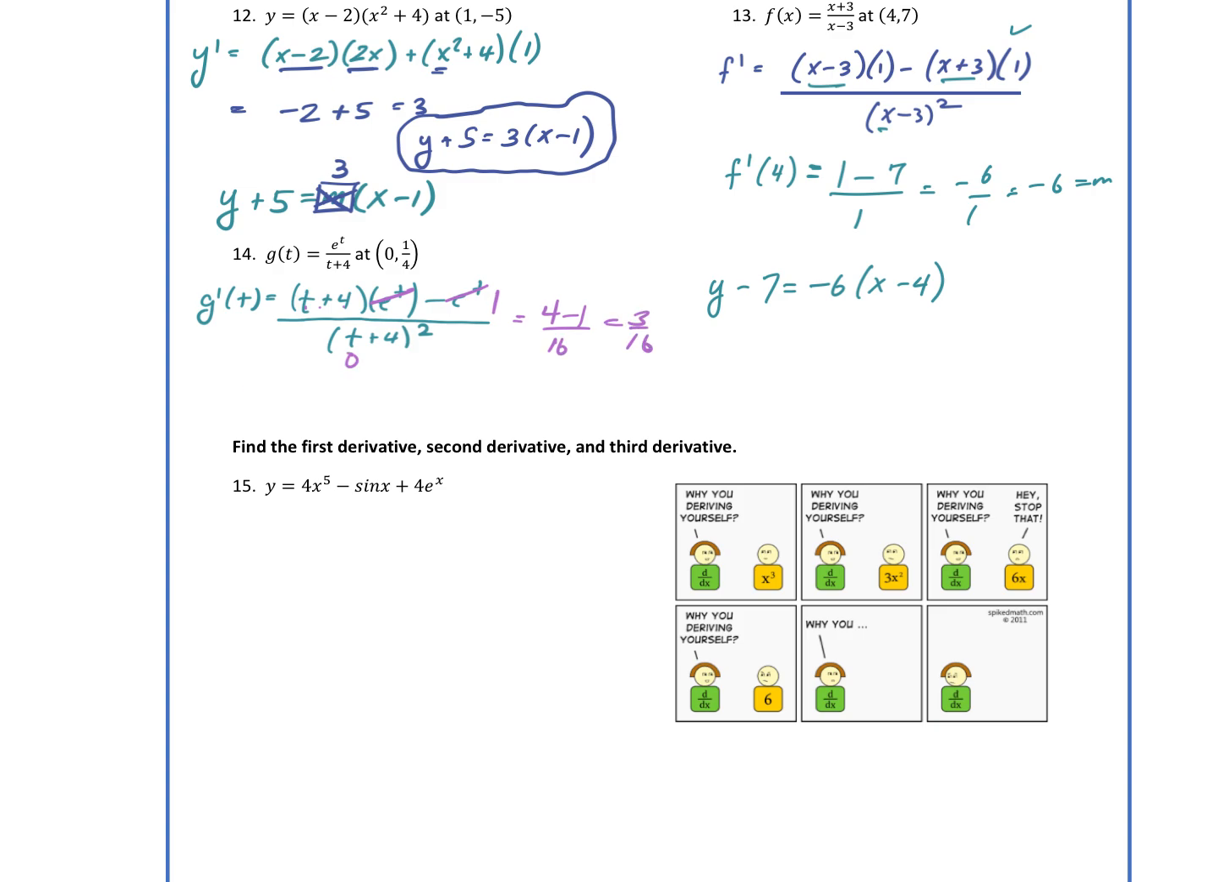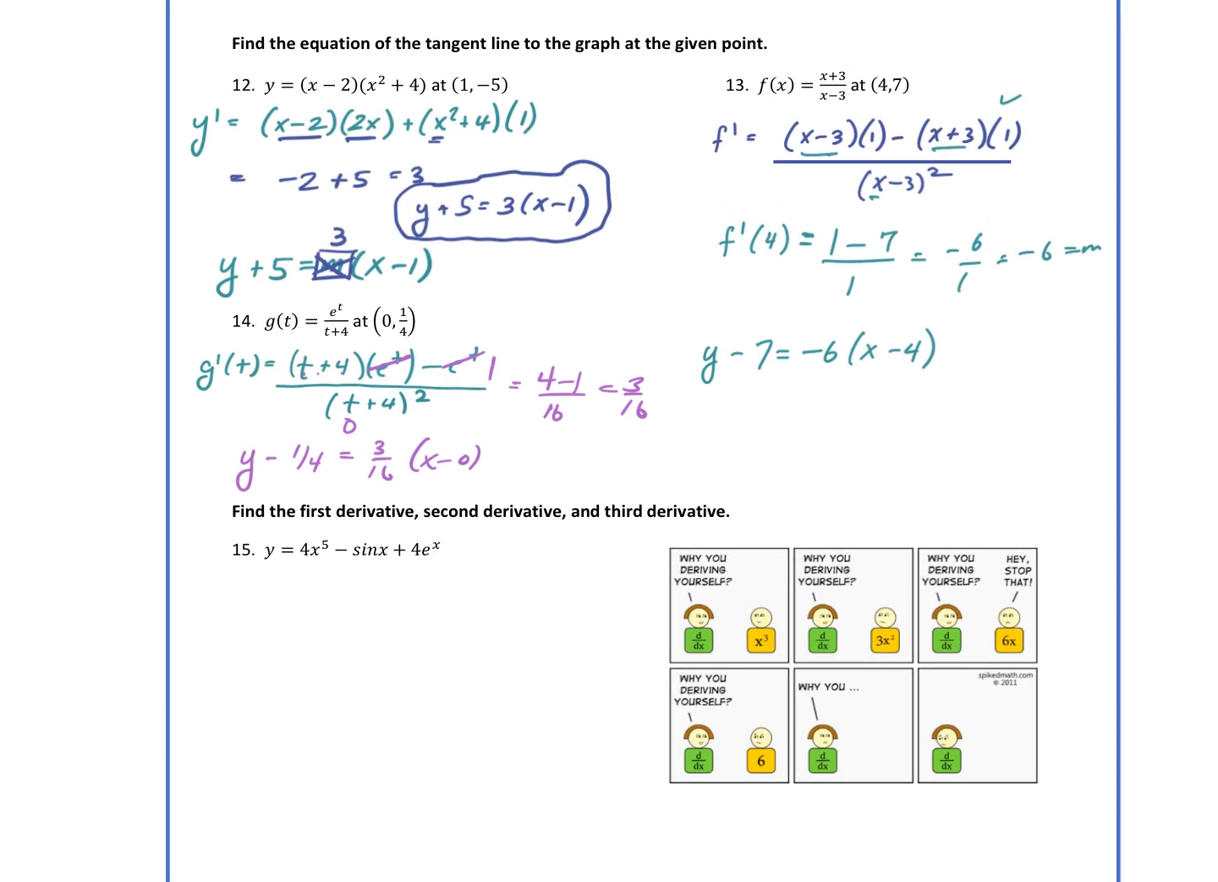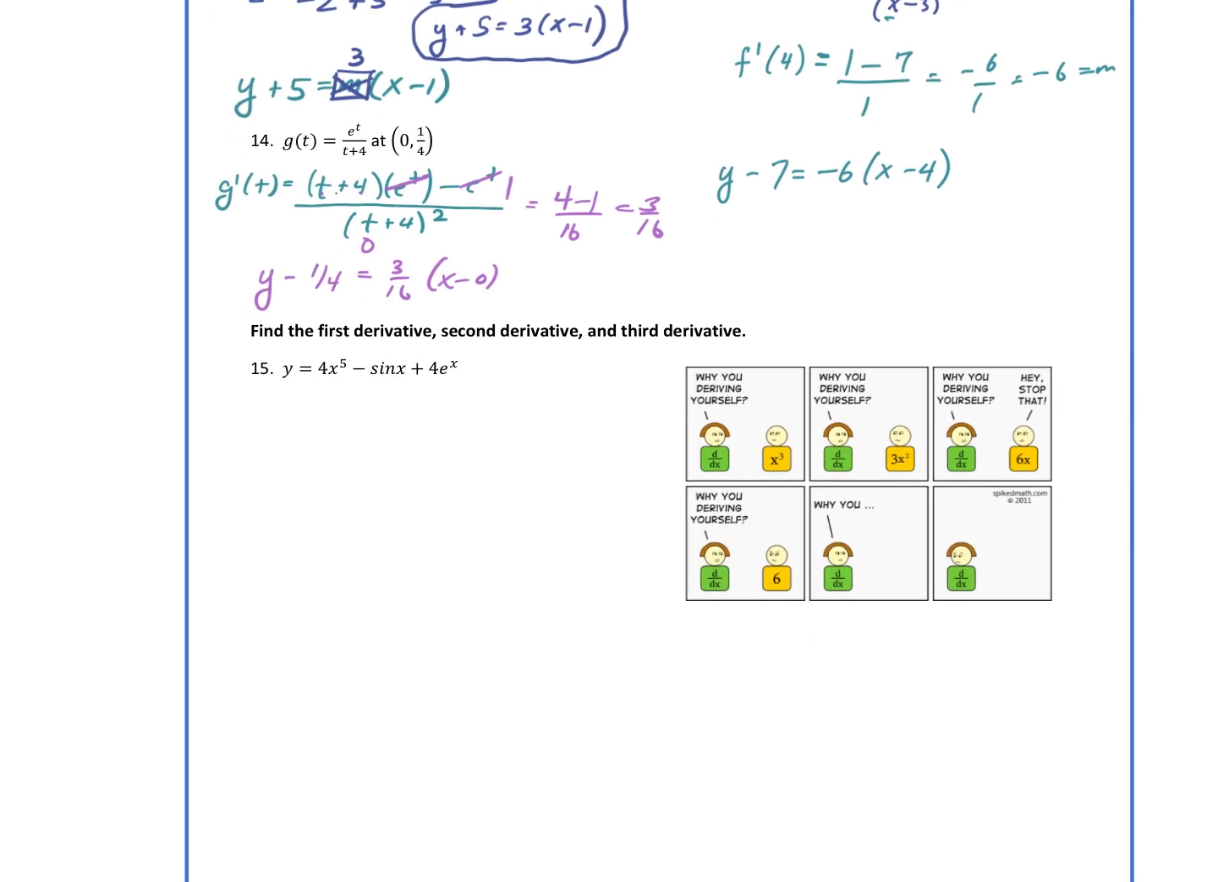Let me double check that, but we got y minus 1/4 equals m, and then x minus 0. So we have low d high minus high d low over the bottom squared, plug in the 0. 4, so I actually get 4 minus 1, and then we plug in 0. 4 squared is 16, 3/16. Very good. Okay. Last one, it's asking us first, second, and third derivative.